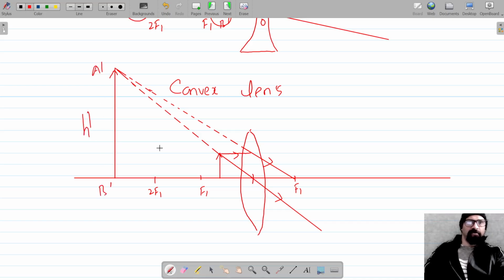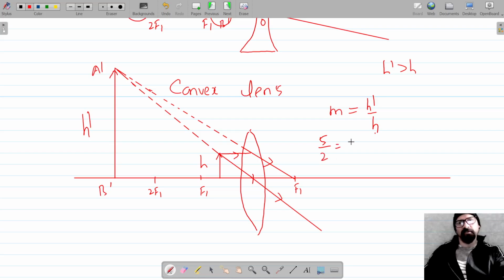Now, in this case, this is the height of the image, this is the height of the object. And magnification for the lens is given by h dash by h. Here, h dash, the height or size of the image, is greater than h. Let's say it's 5 and the object is smaller, let's say it's 2. So obviously this value will be greater than 1. That means the magnification is greater than 1. So if we have to write in terms of magnification, then we will write that for convex lens, magnification is greater than 1.